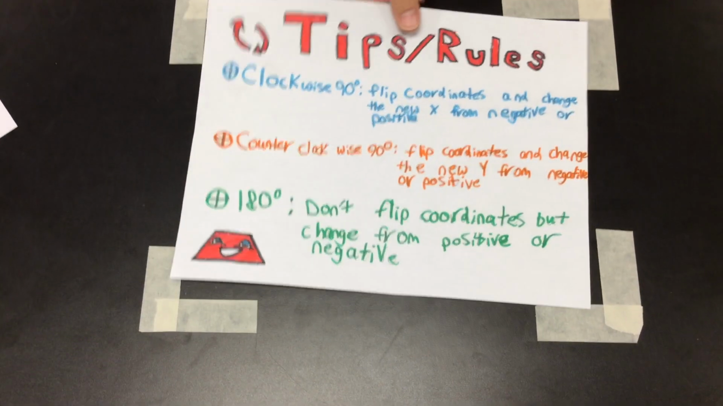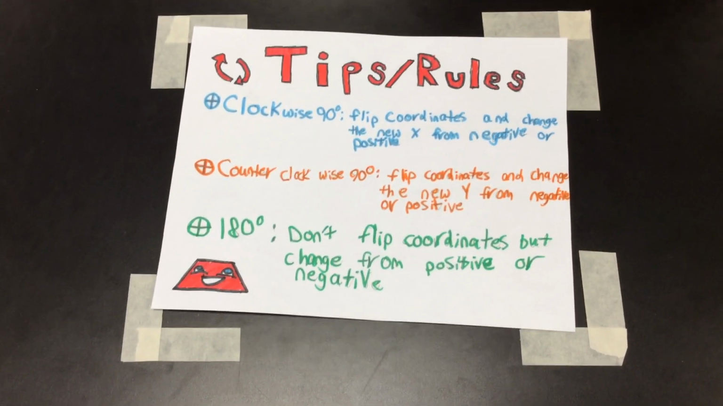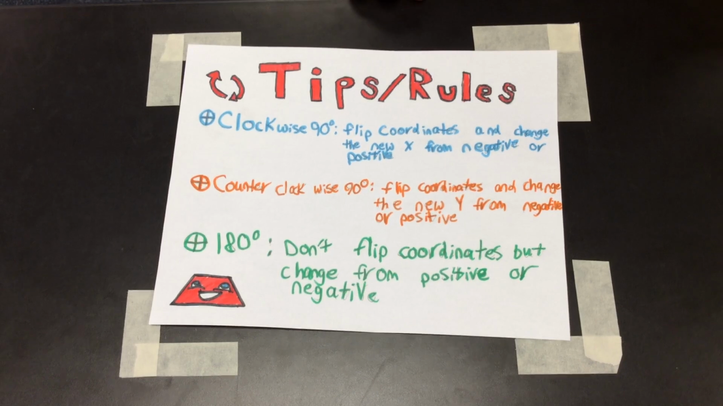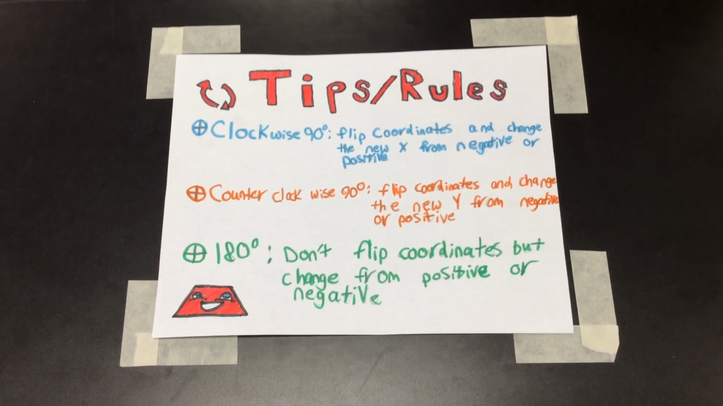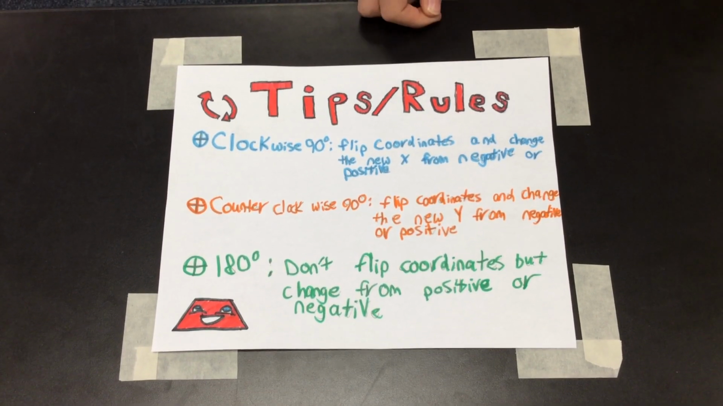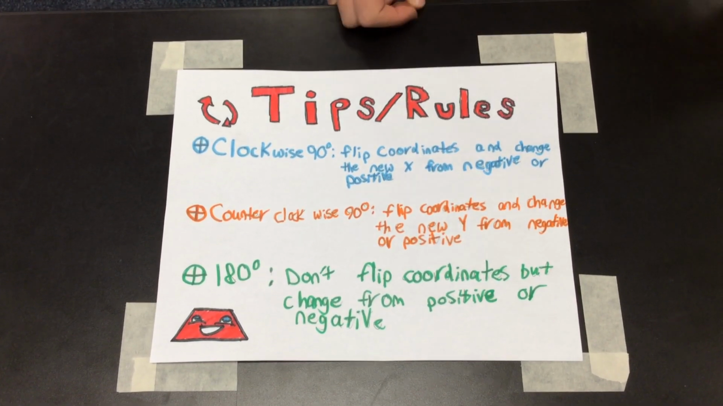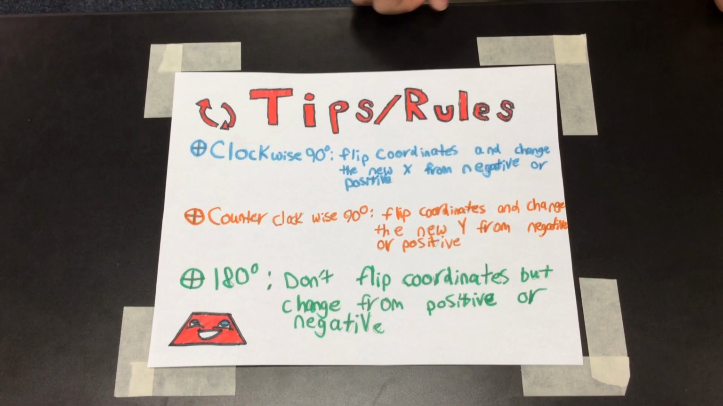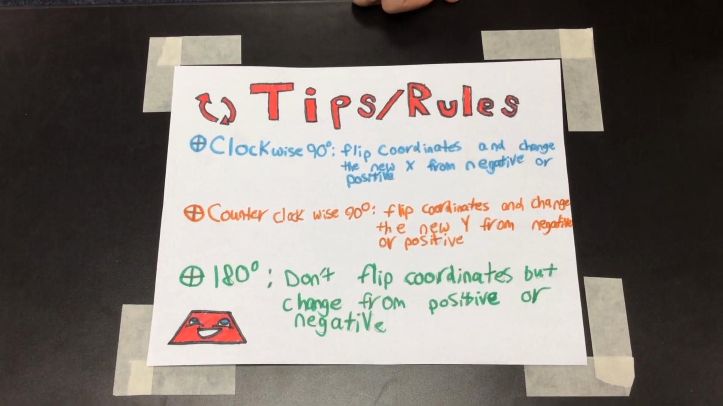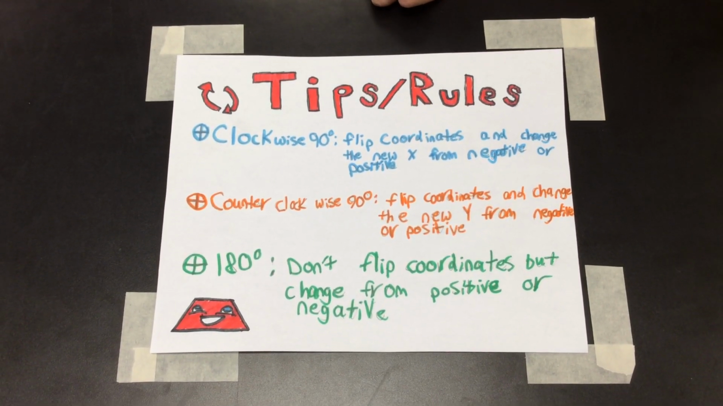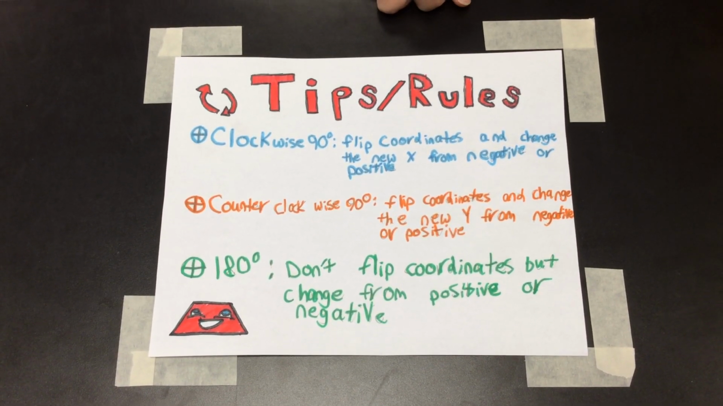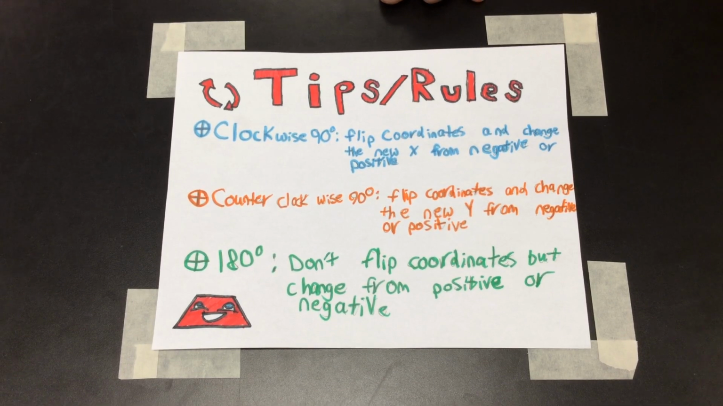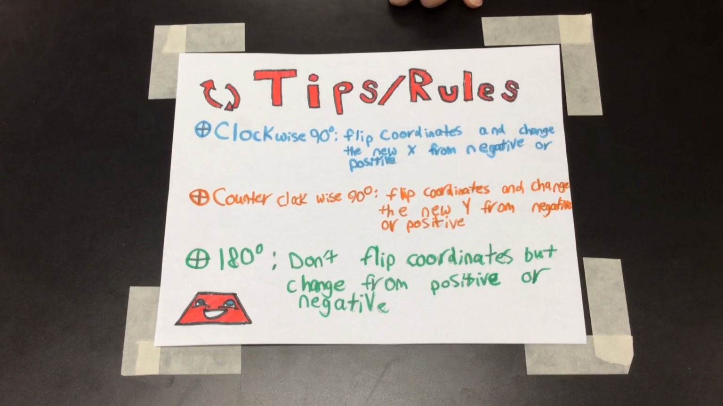Tips and rules. When rotating clockwise 90 degrees, you flip your coordinates and you change the figure from a positive or negative, and then the new x from positive or negative. When rotating counterclockwise 90 degrees, you also flip the coordinates again, but the new y changes from positive or negative. When rotating 180 degrees, you don't flip your coordinates, but you change both of them from positive or negative.